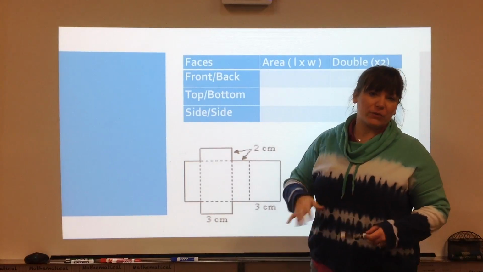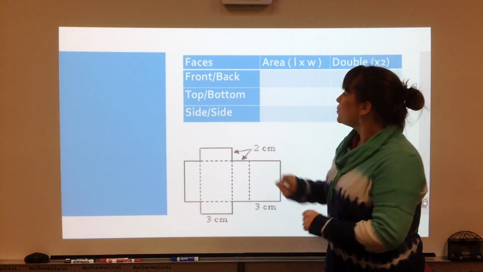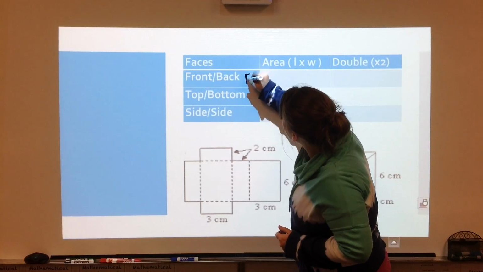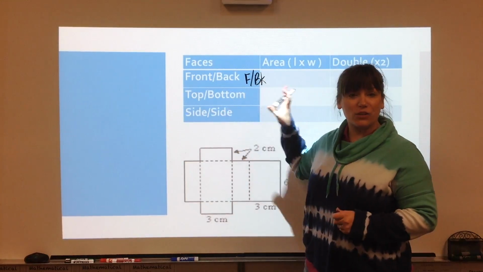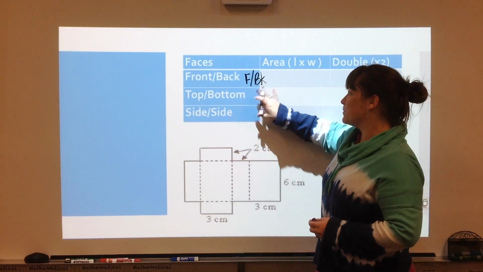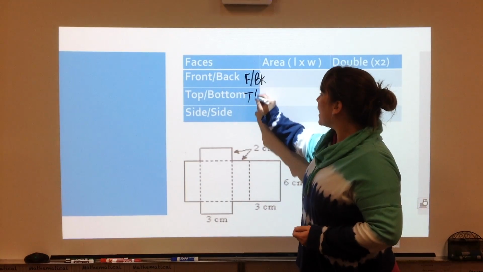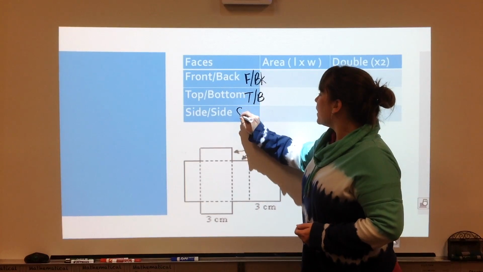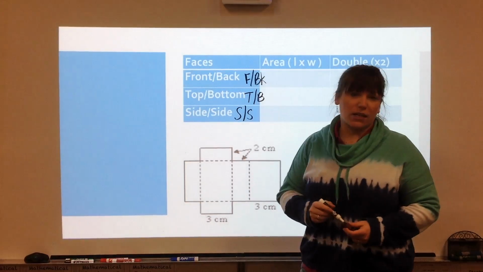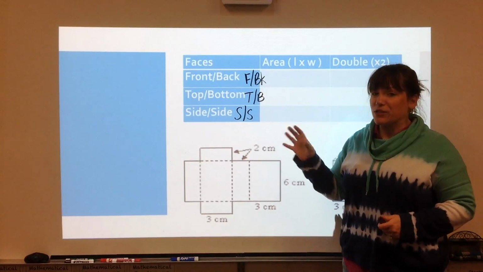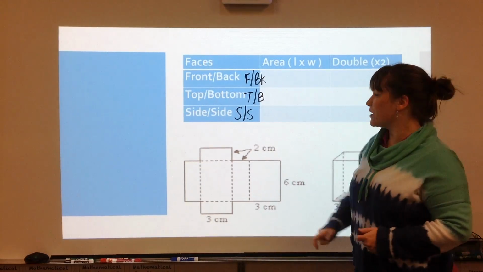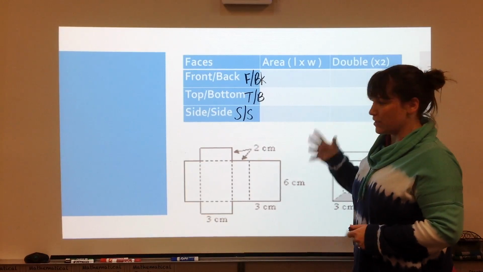You do not have to write front and back all out. You can just use the abbreviations F, and because there is a bottom and a back, I choose usually to show the back as BK. Top bottom can be just TB, and side can be S/S. And then you should have a column for your area dimensions, the length and width that you multiplied, and then you can double the answer.